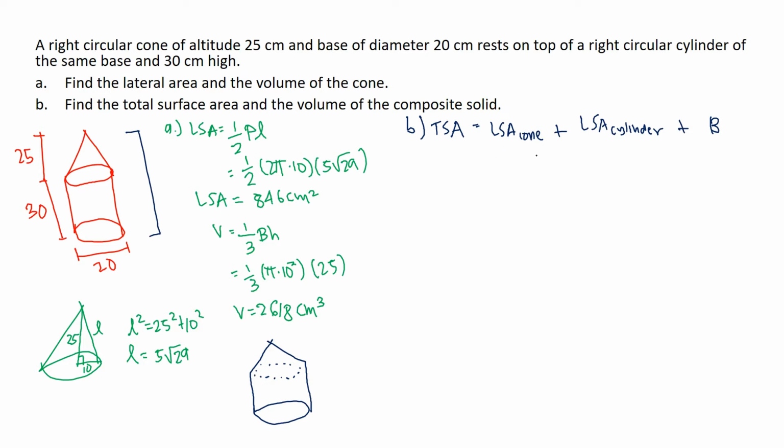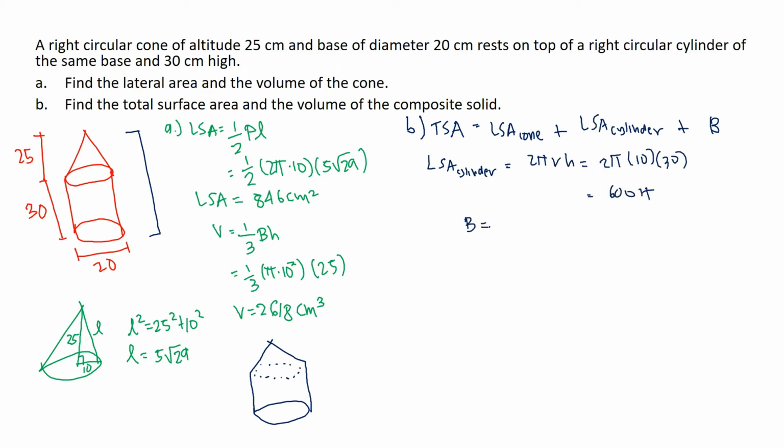Anyway, the lateral surface area of the cone, we already found that here: 846. How about the lateral surface area of your cylinder? How much is it? So, how do we solve it? Lateral surface area of a cylinder is perimeter times height. So, that is 2 pi r h. That is 2 pi times 10 times the height of the cylinder, which is 30. Solve that, and that's 600 pi.